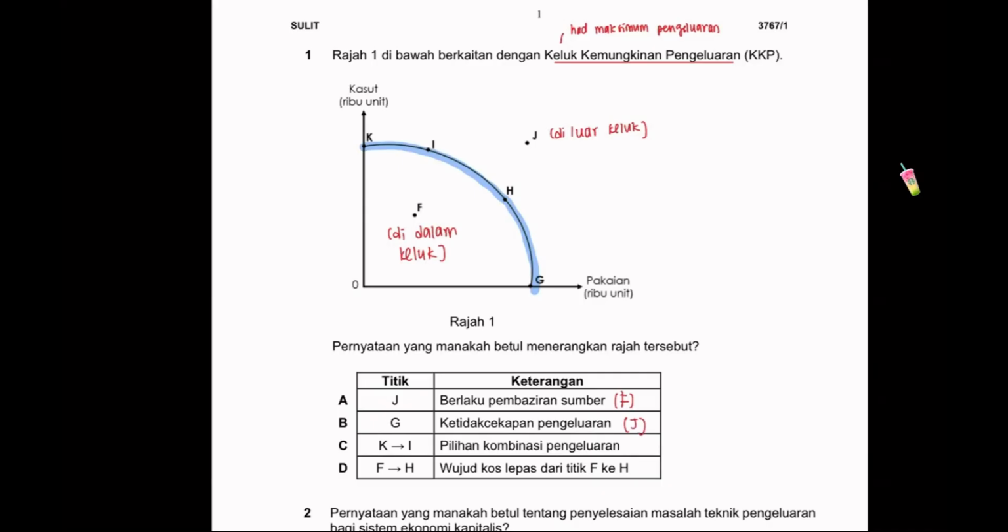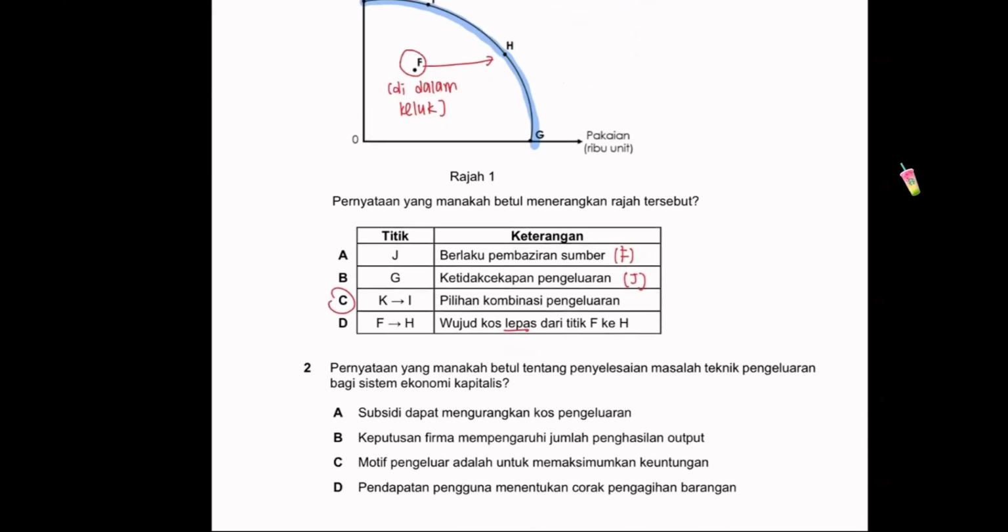K to I. Pilih kombinasi pengeluaran. This is a pilihan. F to H. Wujud kos lepas? Nope. F is tidak cakap. You move to H, you only become cakap. You don't have kos lepas. So your answer should be C.